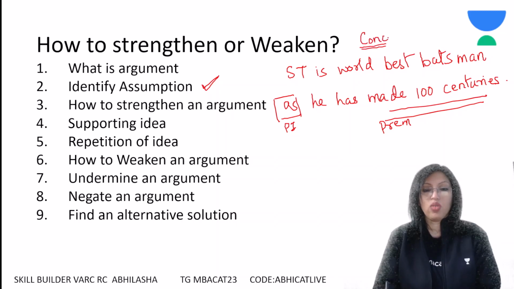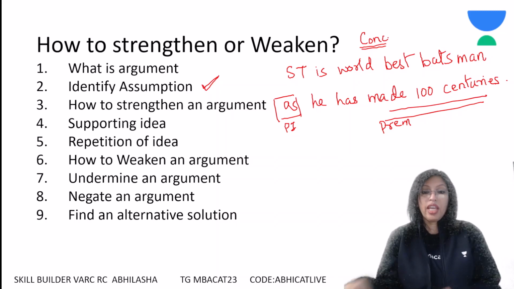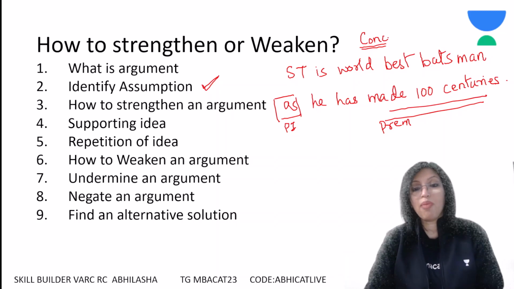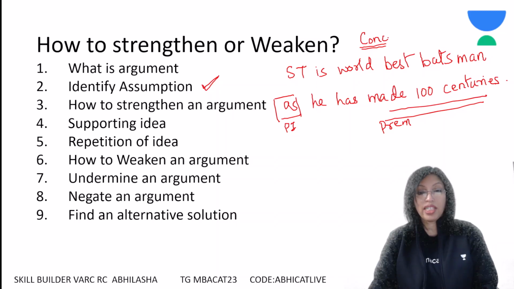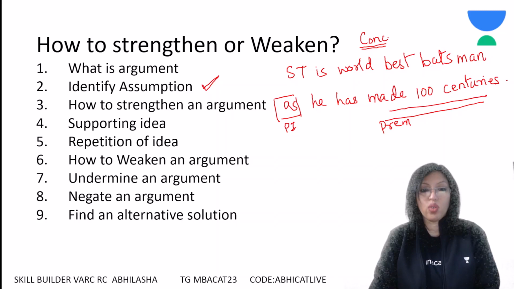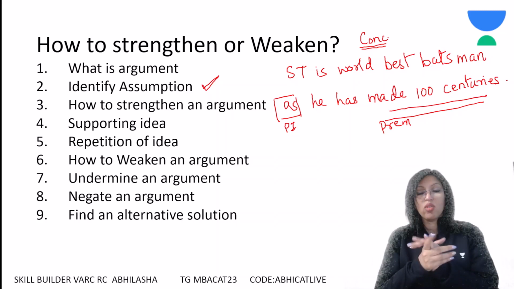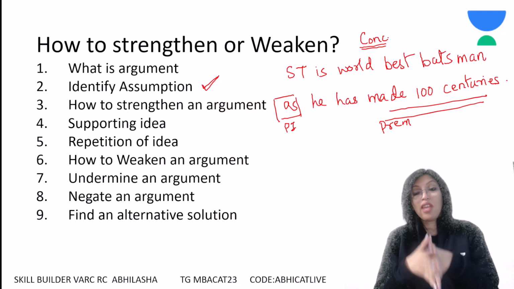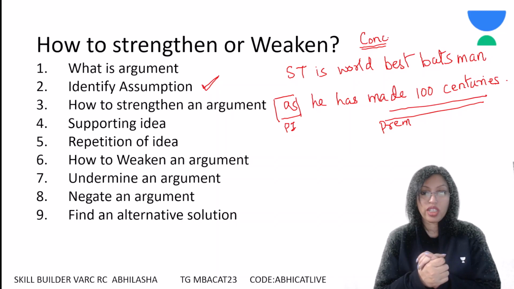Now here are my two statements. If somebody has made 100 centuries, does he automatically become the world's best batsman? Now that is the question. So here the author has assumed that no one else has made 100 centuries. Because if there were other batsmen who had made, let's say Brian Lara had made 100 centuries, then obviously he would also have a claim to being the world's best batsman.